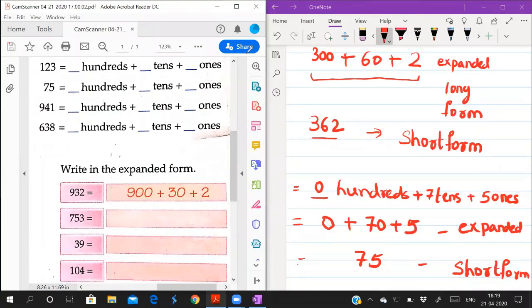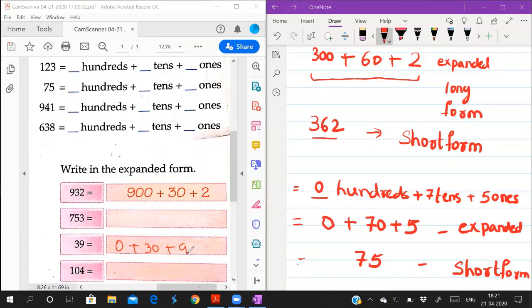Write in expanded form. First one is solved for you. The second you can solve yourself now. Now 39 I will solve for you. 39, that is hundreds place, zero, plus 30 plus 9. This is expanded form. The rest two, you have to solve yourself.